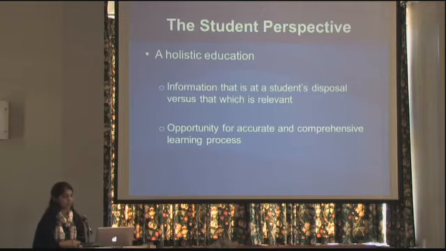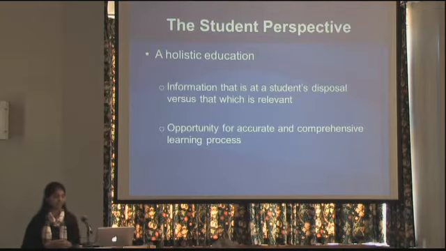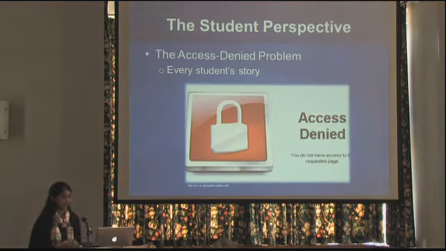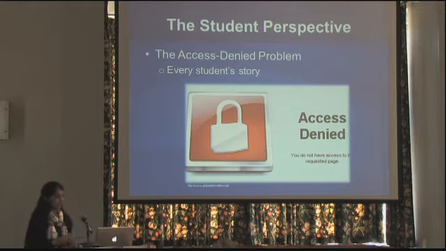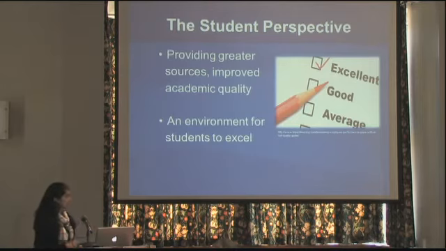It makes a distinction between information that is currently available at a student's disposal versus that which is actually relevant to what a student is studying. And it provides an opportunity for an accurate and comprehensive learning process. So a very common undergraduate story is a student working on a research paper who needs access to an article, and he or she goes online, does a quick Google search, sees this abstract and says, oh, this is perfect for my paper. And you go in and it says access denied because the university doesn't have access to this. So open access solves this problem. It provides a larger number of resources for students, and this improves academic quality.